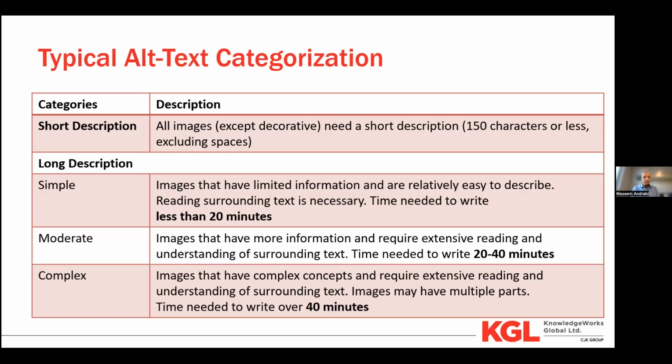We categorize them as simple, moderate, and complex. For simple, these are images that have a limited amount of information, relatively easy to describe. Obviously, reading surrounding text is necessary in all cases, and these typically take less than 20 minutes to write. For moderate, images that have more information and require extensive reading and understanding of the surrounding text typically take between 20 and 40 minutes. And then there are complex images that might have multiple parts and would require extensive reading and understanding of the surrounding text, and take over 40 minutes to create.